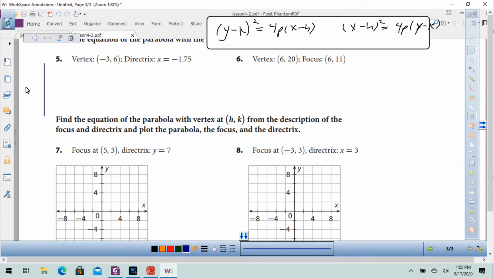Help me get it going. All right. So what do we got?